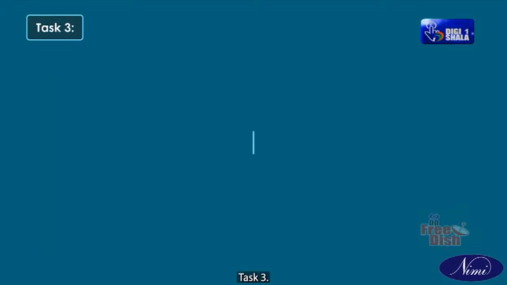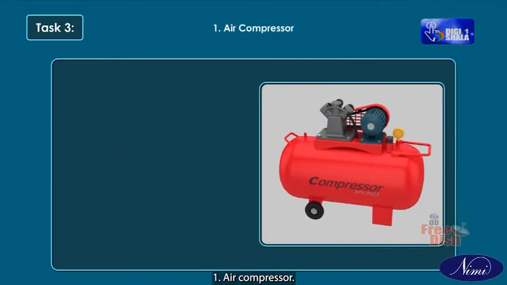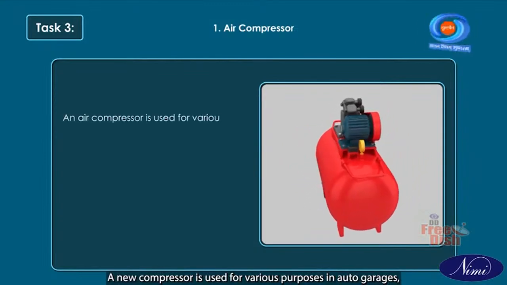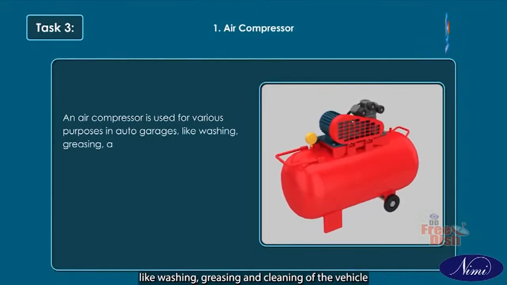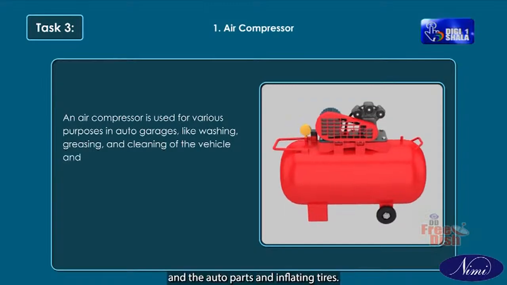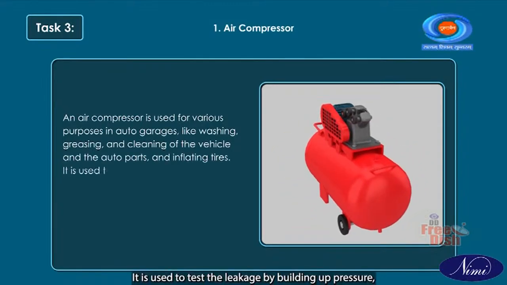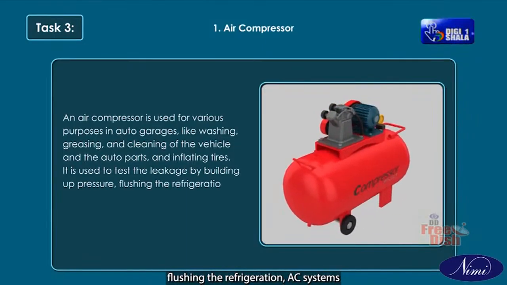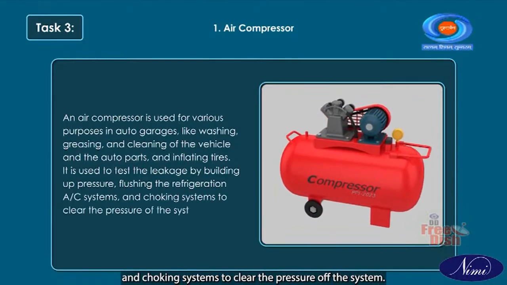Task 3. Let us identify the equipment required for refrigeration work. Number 1. Air compressor. An air compressor is used for various purposes in auto garages, like washing, greasing and cleaning of the vehicle and the auto parts, and inflating tires. It is used to test for leakage by building up pressure, flushing the refrigeration and AC systems, and choking systems to clear the pressure of the system.